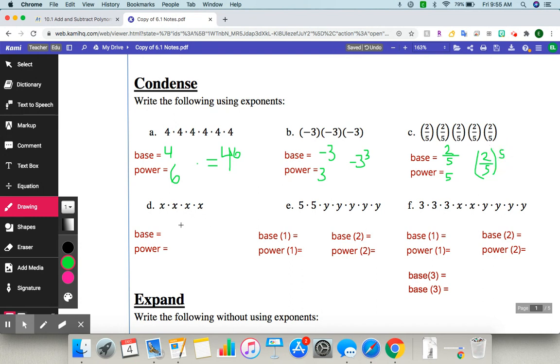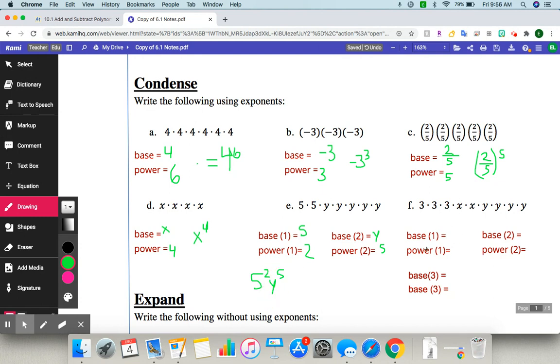In D, our base this time is a variable, and that is x. And since there are 4 factors of x, that is our power. So we would simply write this as x to the 4th. In example E, notice we have 2 different bases. One is base 5 with a power of 2, and the second is base y with a power of 5. So we would write this as 5 to the 2nd times y to the 5th.